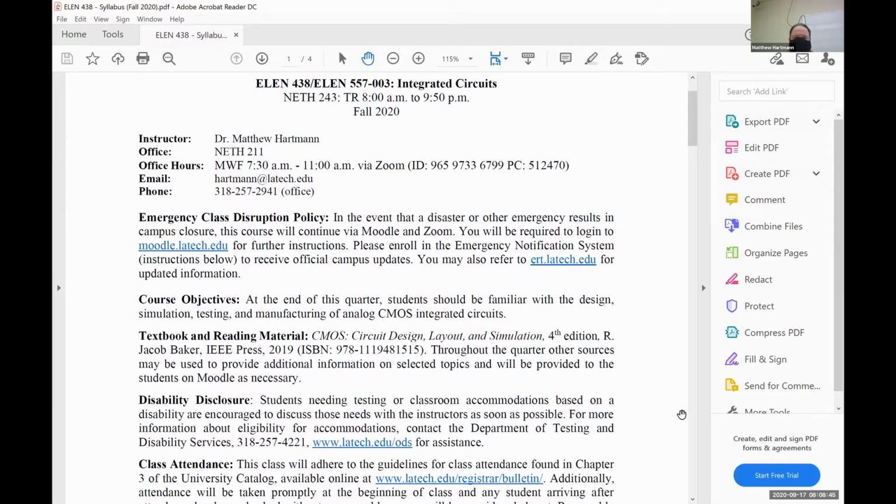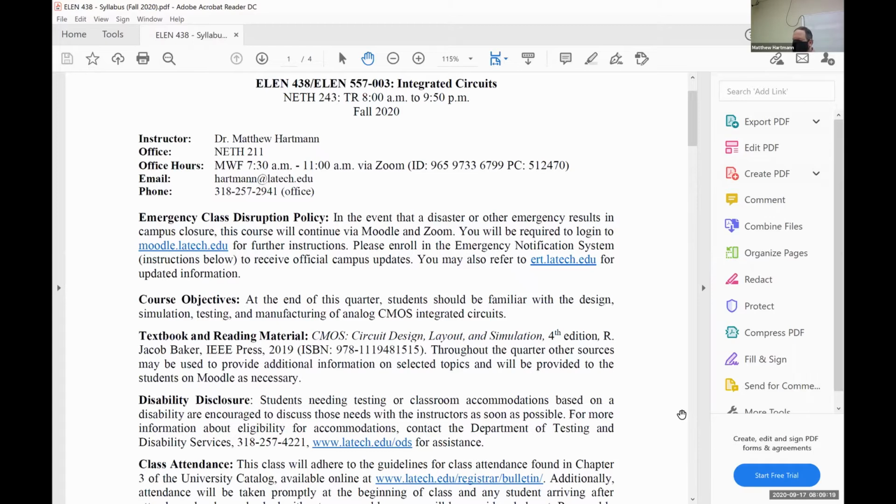The textbook and reading material. Usually in my classes, I try to avoid having a textbook, but Jake Baker's CMOS Circuit Design, Layout, and Simulation is literally the Bible of this material. It's used in both academia and industry. So at the very least, go download the 3rd edition from somewhere on the internet, but I would highly encourage you to actually buy this textbook. One of the few times where I think buying the textbook is legitimately appropriate.